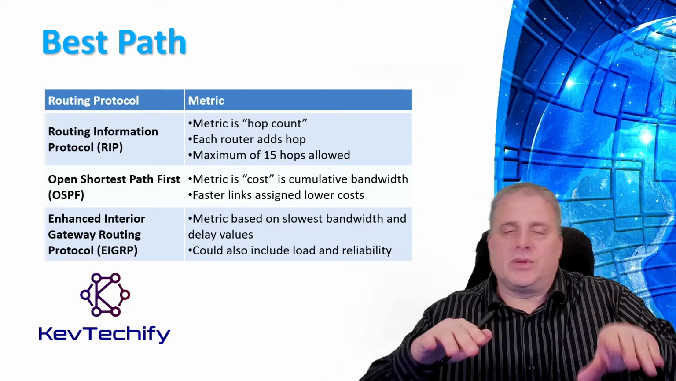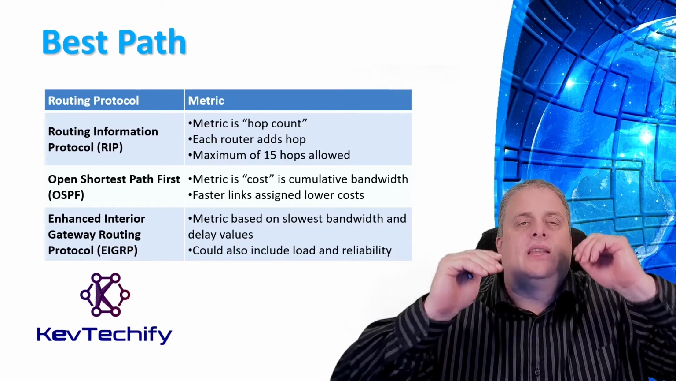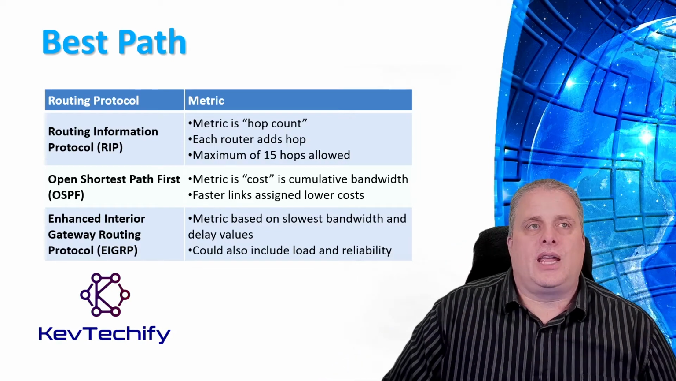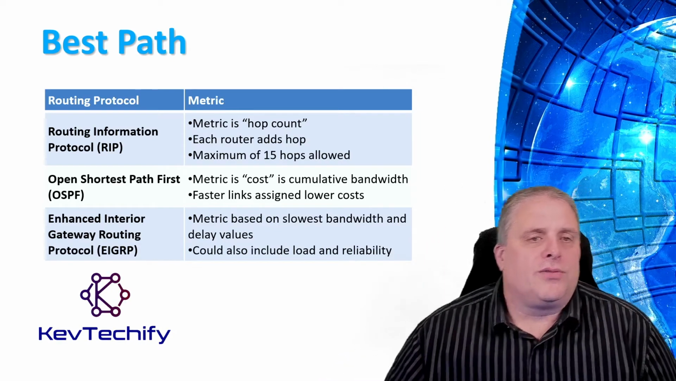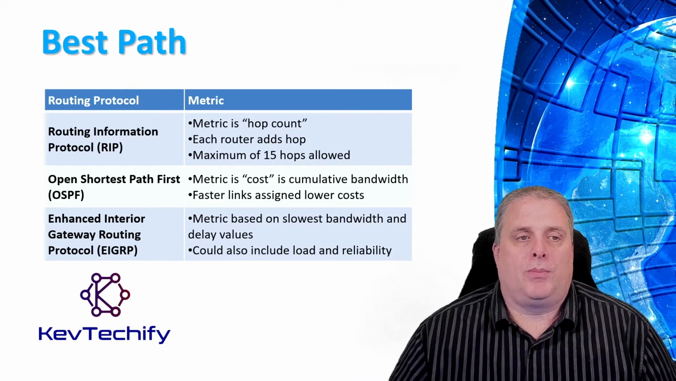The routing table looks at the administrative distances, and the lower administrative distance is the path that's entered into the routing table. Here are three different dynamic routing protocols: RIP, OSPF, and EIGRP.